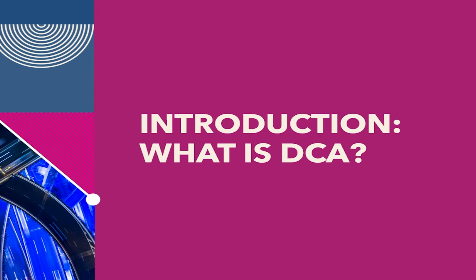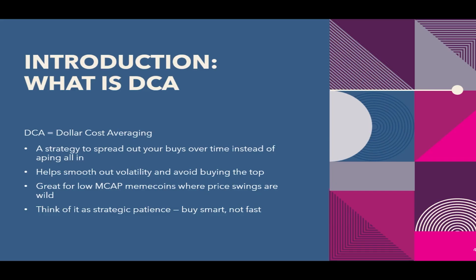So what is DCA? DCA is just dollar cost averaging, right? Basically, if you buy a coin at 100,000 market cap and it dips down to like 60K, but you see support on that level, if you DCA there, it's going to bring your average cost down to around 80K instead of 100K, right? It's more of a strategy to spread out your buys over time instead of aping all in. That helps smooth out volatility and avoid buying the top, right?